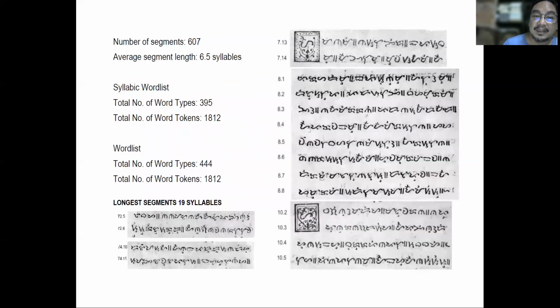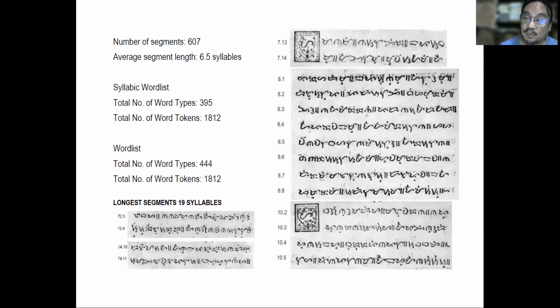We have here certain statistics about the Doctrina Christiana text. We count the number of segments based on the number of dandas that it has. So it has 607 segments. And what is the average segment length? We can count the number of syllables per segment, and then we can get an average. That's 6.5 syllables, tending towards 7 syllables.